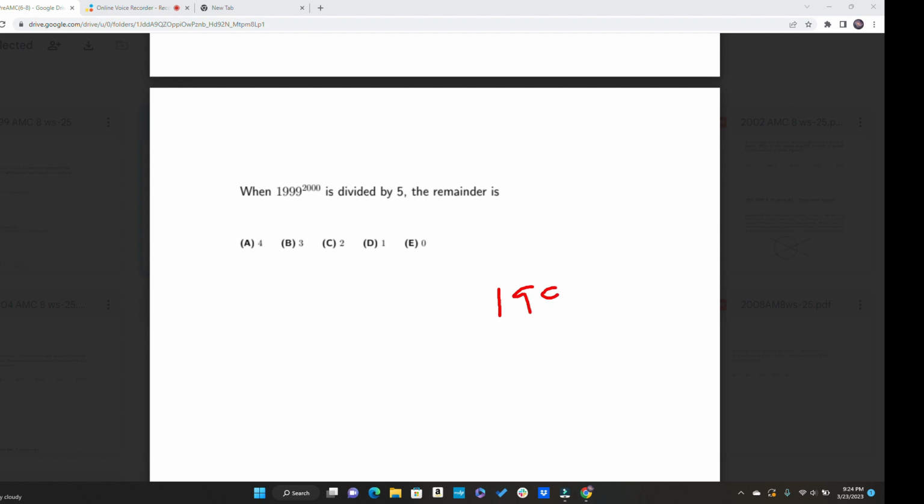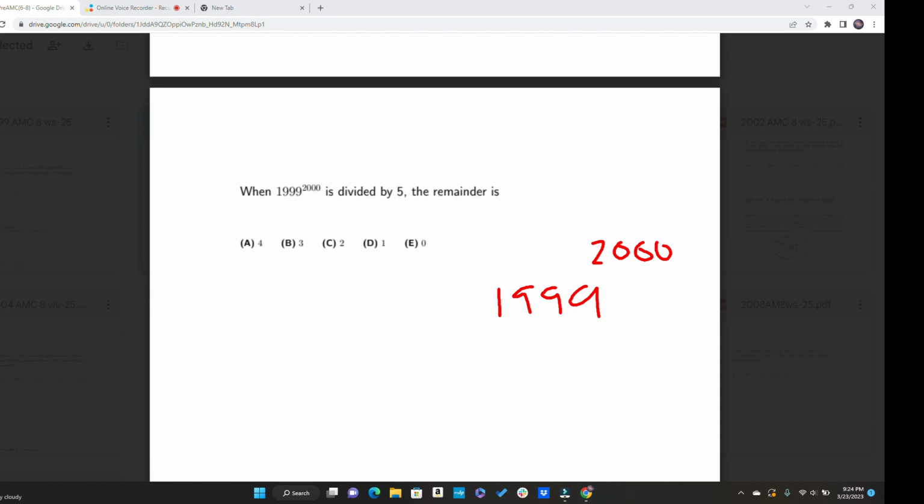So, 1999 to the 2000th power. How could we figure out just the relevant parts that we need? Well, we're dividing it by 5, right? So that means that only the units digit is relevant. We're just asking for the remainder, right? So if it ends in 8, we know the remainder is 3. If it ends in 6, we know the remainder is 1. It doesn't matter what the rest of the number is. We just need to know the last digit. So that helps us out.